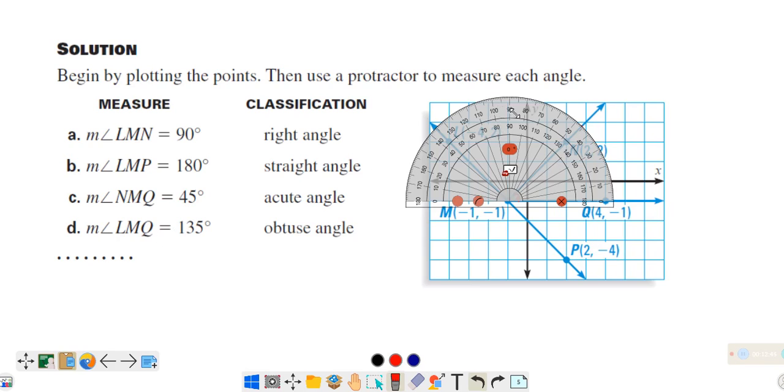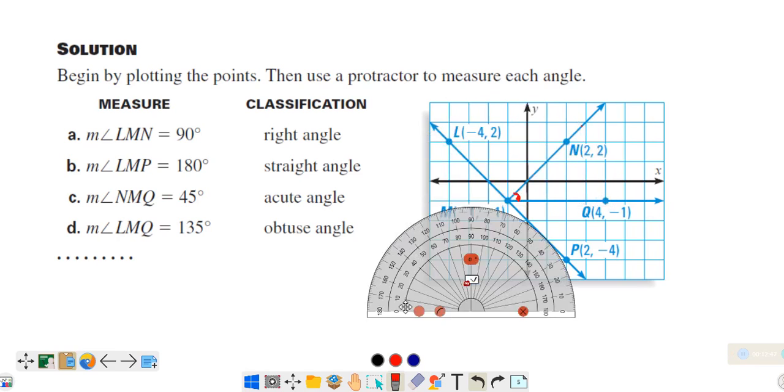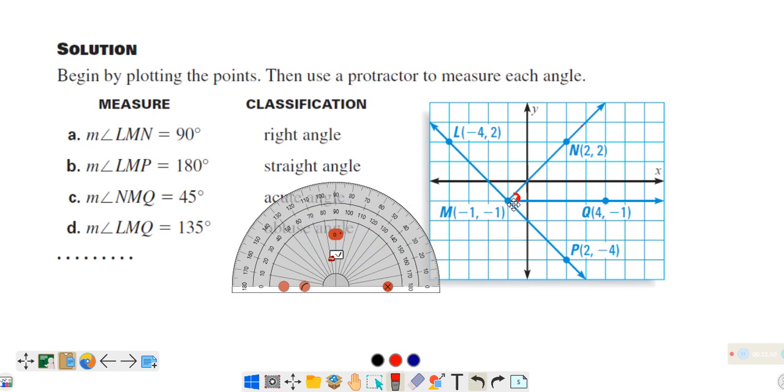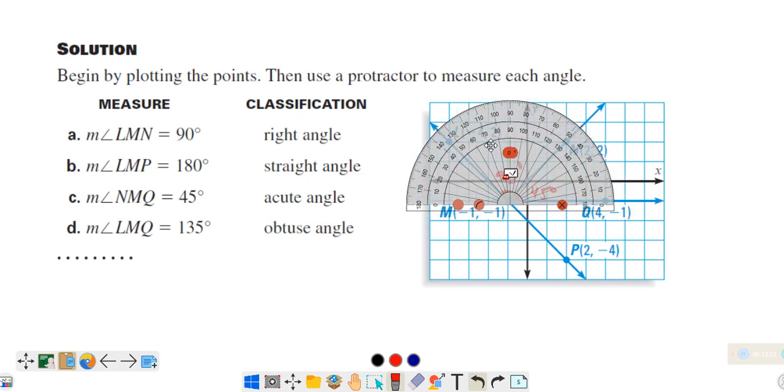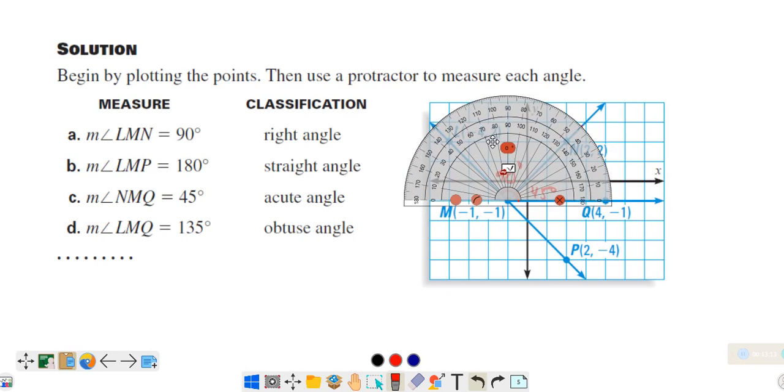And finally, we have LMQ. So, pinagsama siya. Ito. Di ba alam na natin that this is 90 and this is 45? So, if you already have the measurements of angle LMN at saka NMQ, there's no need for you to use the protractor. Pwedeng ang gawin mo na lang, i-add mo sila. Pero kung gagamit ka ng protractor, ayan, mag-fit naman siya sa 135.